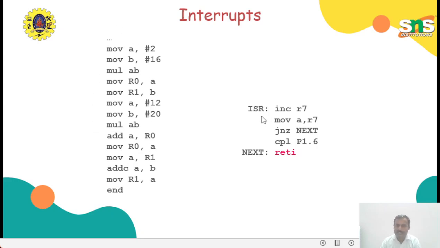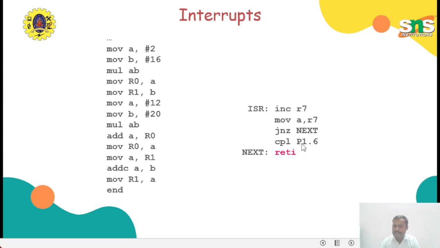Look at the interrupt service routine program, what is available. The first one is INC R7, so it increments the R7 register. Then MOV A, R7. This incremented R7 value will be moved to the accumulator. JNZ next. If it is non-zero, it will jump to next. Else it will perform CPL P1.6. So the port 1 sixth pin data will be complemented.